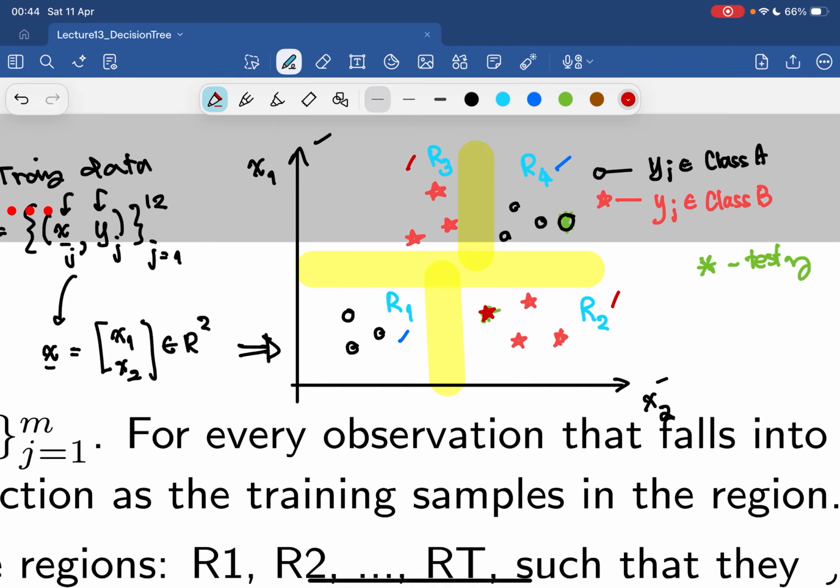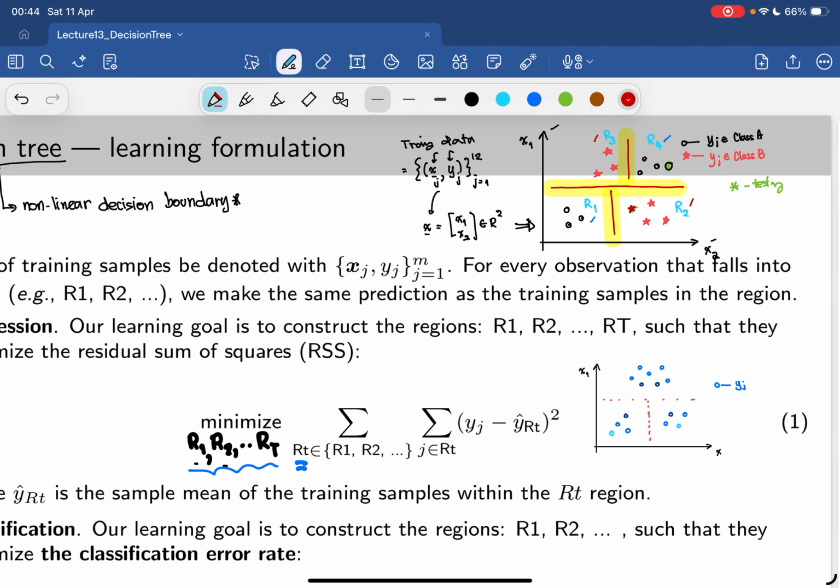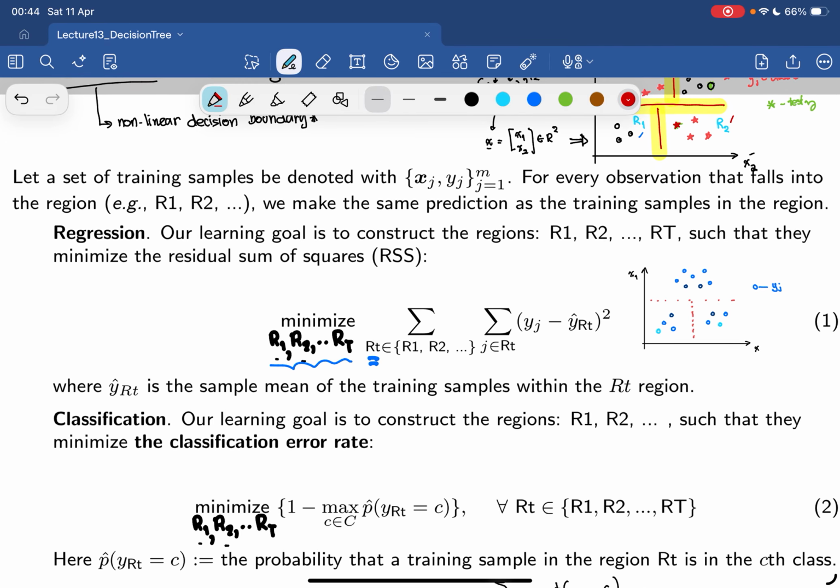This also means that it has to learn how to separate these regions from your training set. This is the core idea of decision tree, but people actually refer to decision tree as more like the algorithm to solve this problem. So let's state the problem properly.